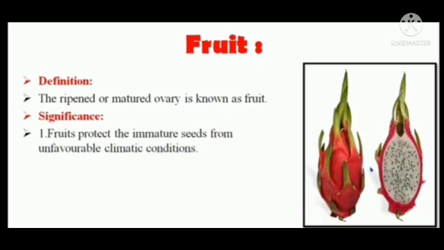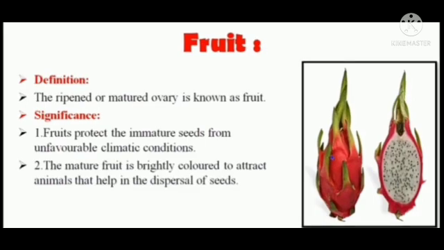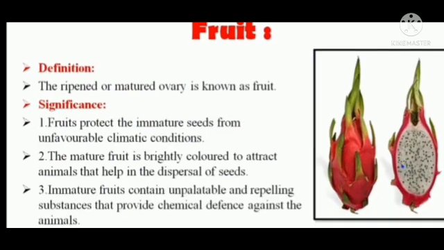Now next is the significance of fruit. Actually, the formation of fruits has its own biological significance for plants. First, fruits protect the immature seeds from unfavorable climatic conditions, as the seeds remain enclosed in the fruit until they are ready for germination. Second, the mature fruit is brightly colored so that it can attract animals that help in dispersal of seeds. Third, immature fruits contain unpalatable and repelling substances such as tannin, bitter alkaloids and sour acids, which provide chemical defense against animals.